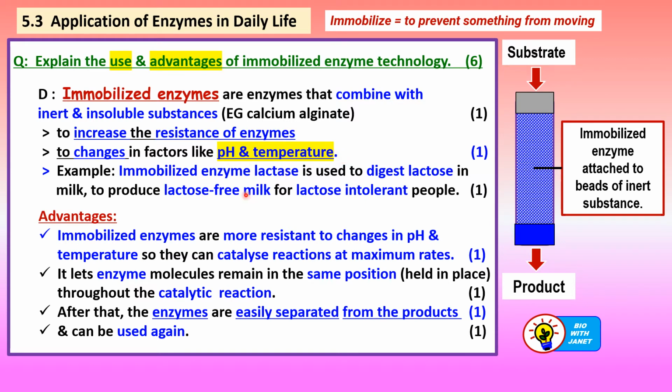Okay, so example of immobilized enzymes is the enzyme lactase that is used to digest lactose in milk in order to produce the lactose-free milk for lactose intolerant people. So we'll be discussing that in the next slide, right? Now, so the enzyme lactase can be bound to the bits of inert substance here, in the column here, and then milk is passed through, poured in from the top, right?